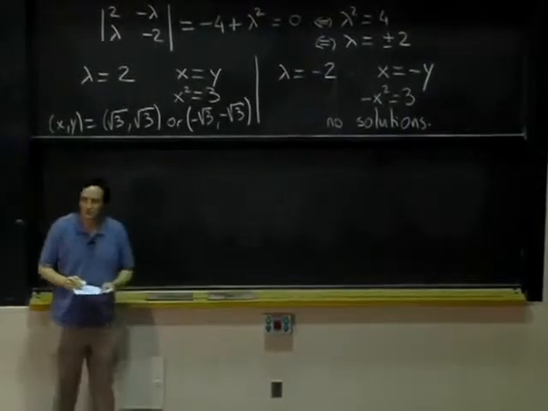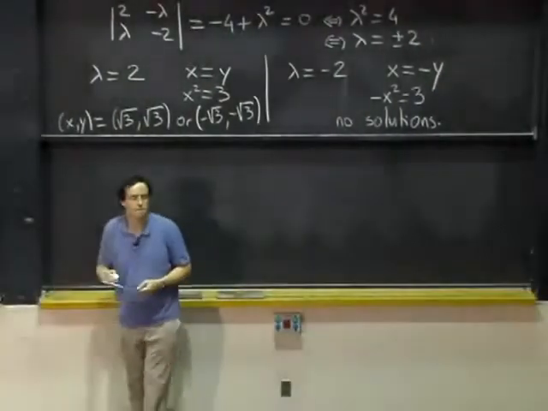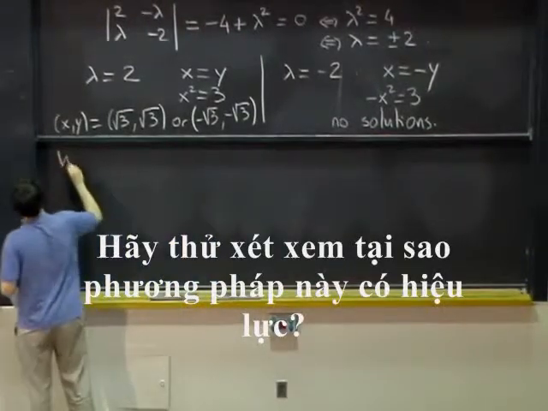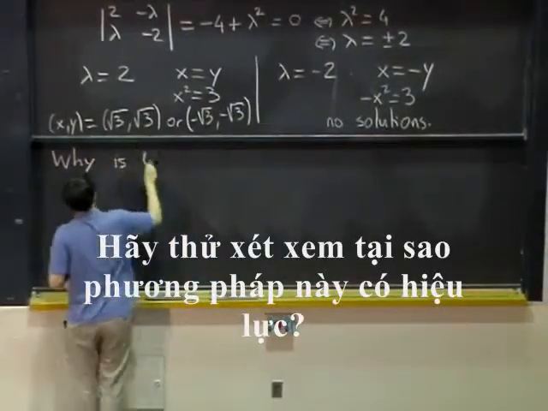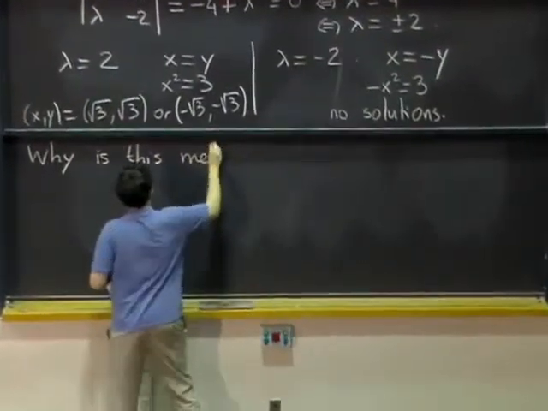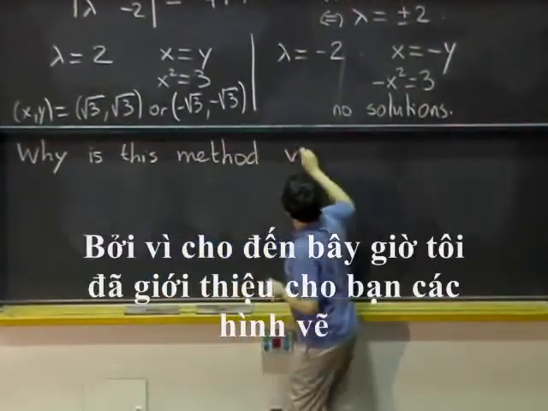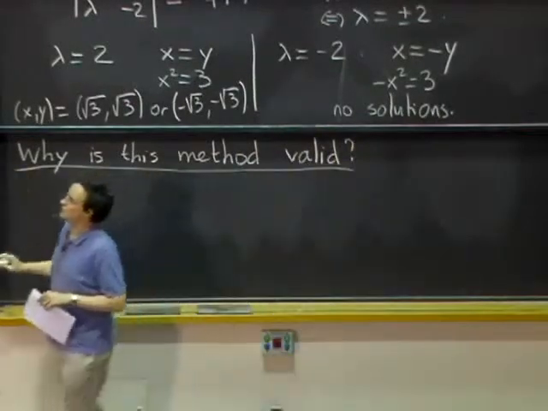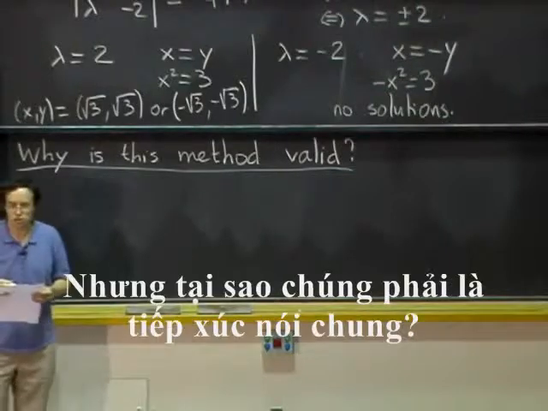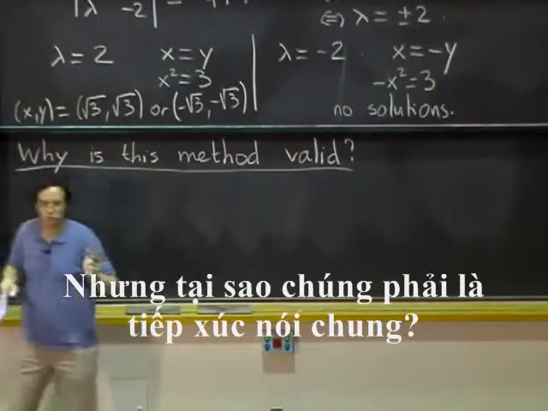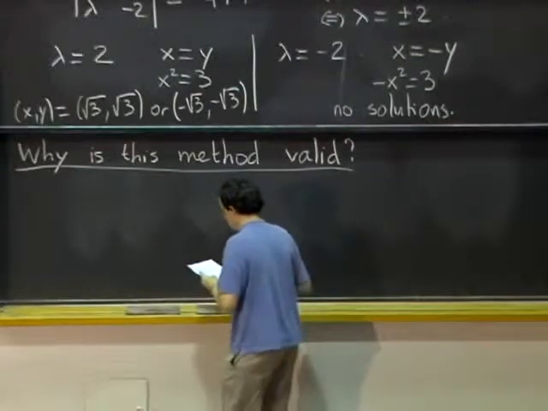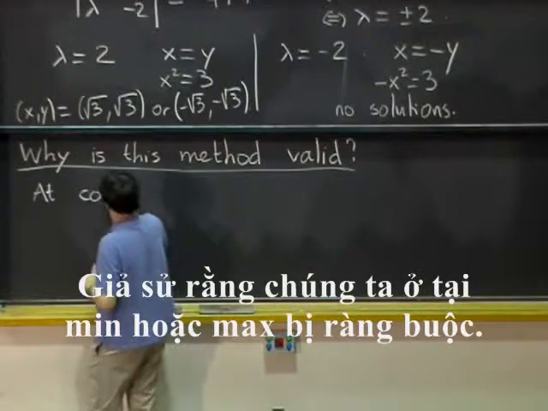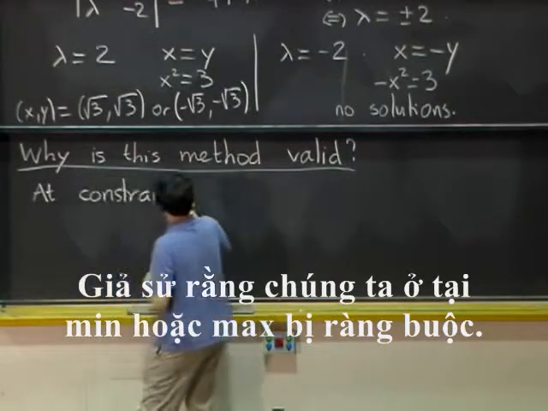Okay, so let's try to see why this method is valid. Because, so far, I've shown you pictures, and I've said, well, see, they're tangent. But why is it that they have to be tangent in general? Okay, so let's think about it. Let's say that we are at a constrained min or max.